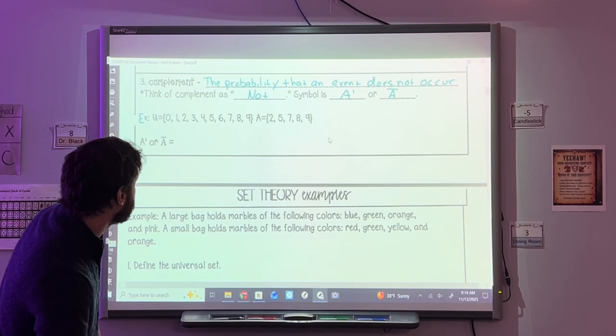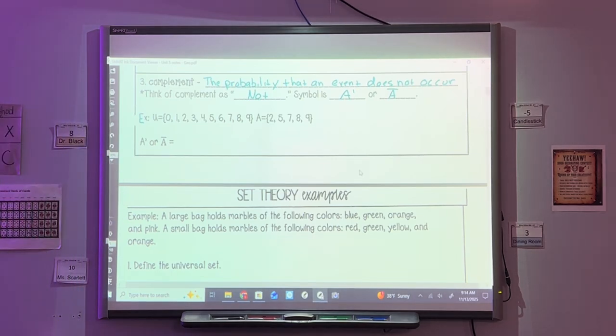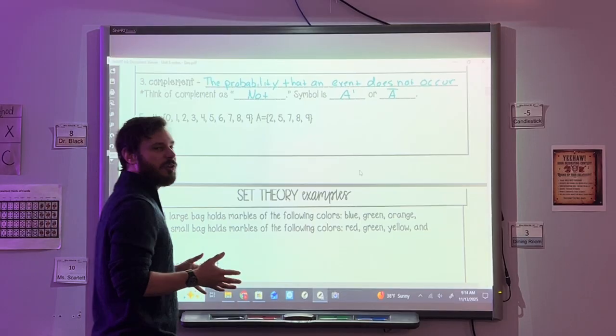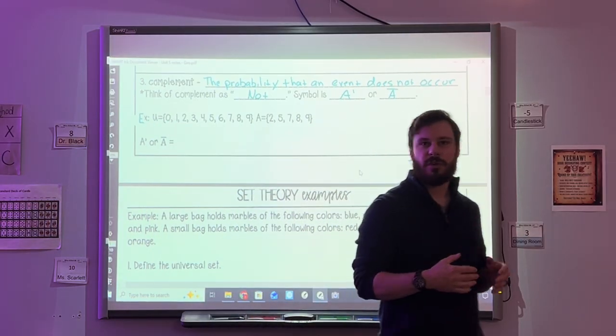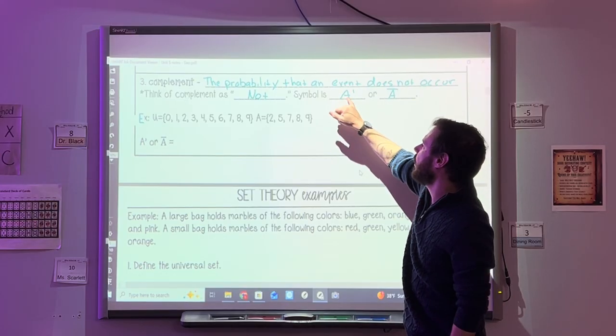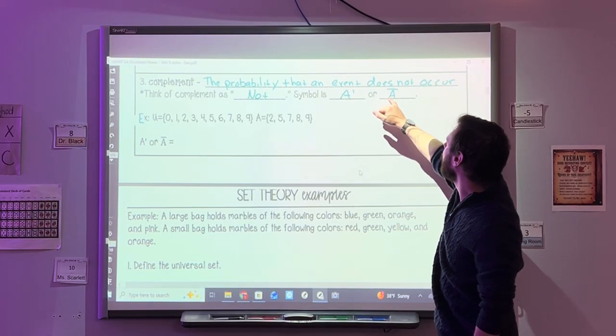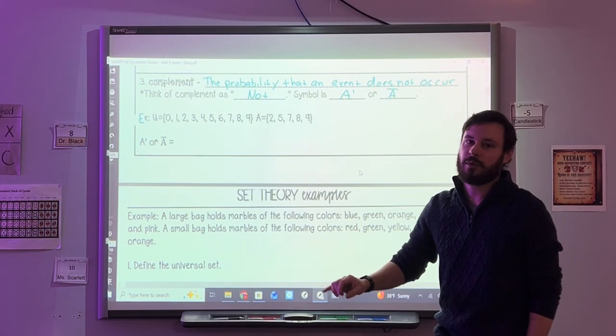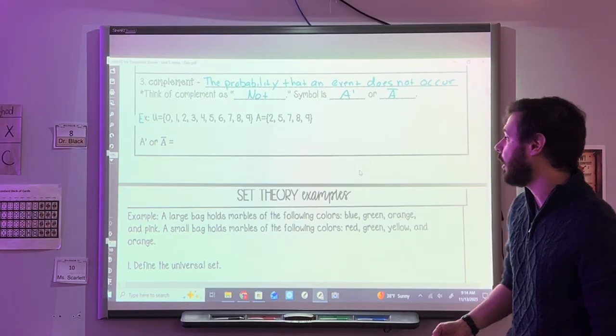Gotta use the mouse. The complement is the probability that something does not happen. So we have 2 ways we can write that. We call these events. So this says event A. So it's A with a little dash, a little tick, or A with a bar over top of it. Both of those mean not A.